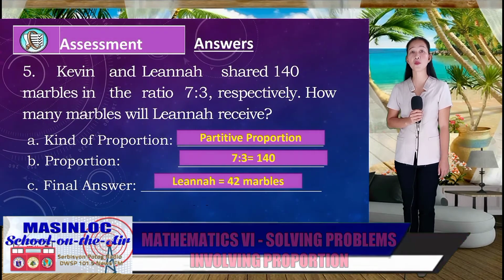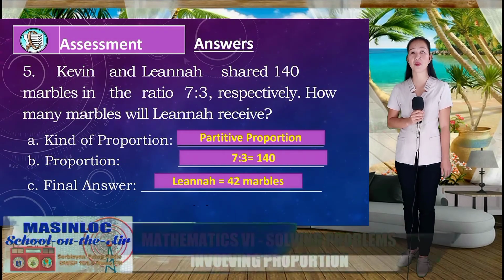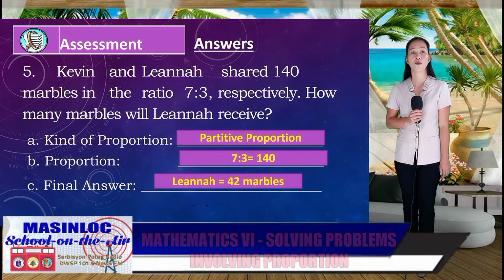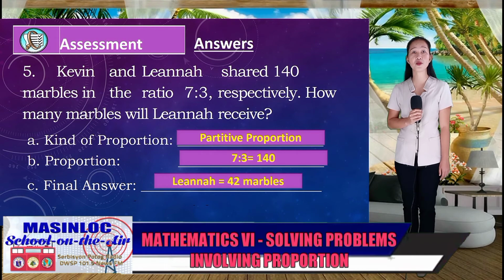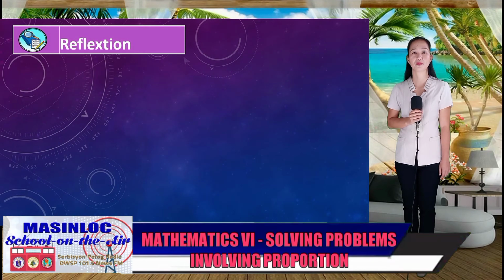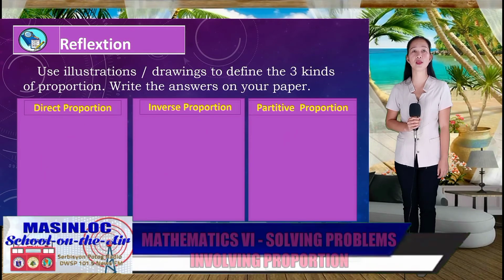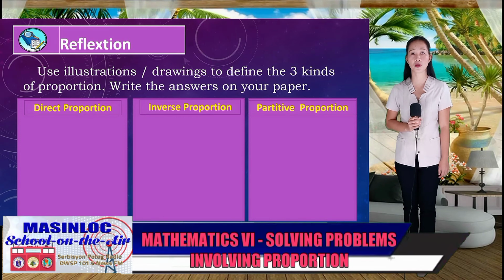Partitive proportion is the proportion problem in number 5. And the proportion is 7:3 equals 140. For the final answer, Liana will receive 42 marbles. Did you get all the correct answers? Great job! This activity is for your reflection. All you have to do is to use illustrations or drawings to define the 3 kinds of proportion. Write the answers on your paper and pass it to your math teacher.